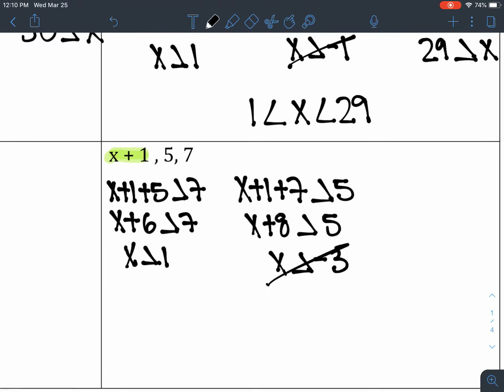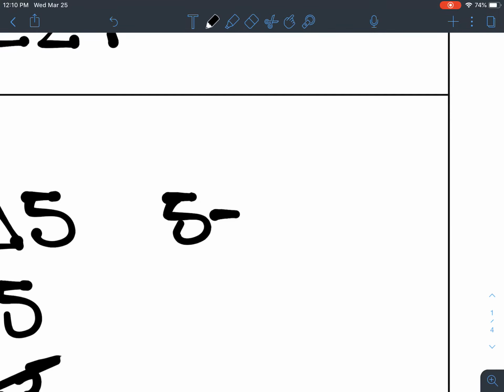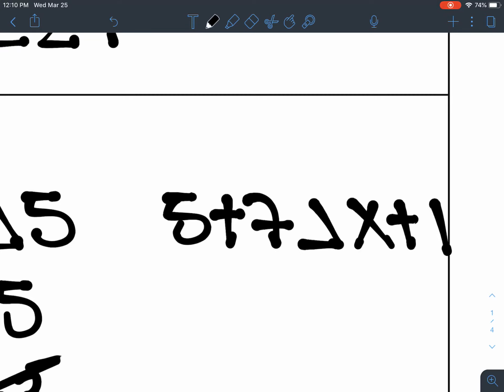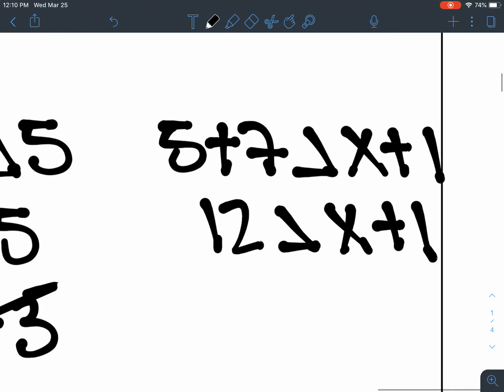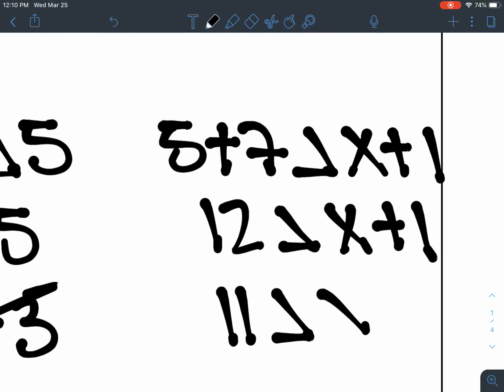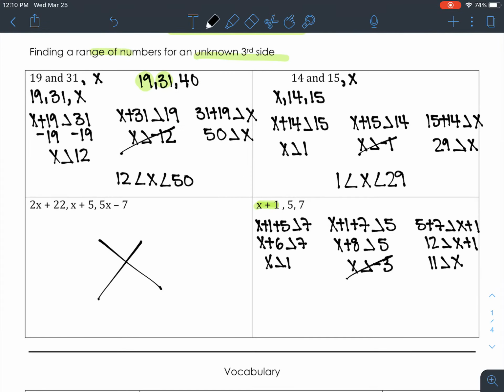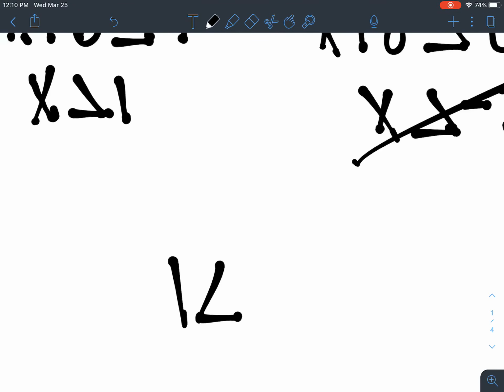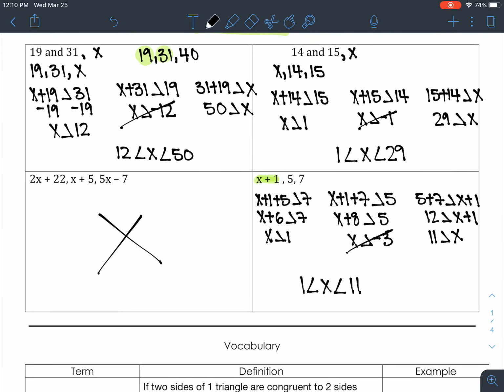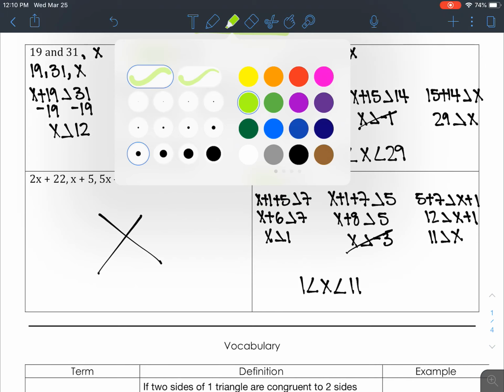Okay, now our last one is if we do 5 plus 7 has to be greater than x plus 1. We get 12 is greater than x plus 1. If I subtract the 1 over, I'm going to get 11 is greater than x, which means that x has to be stuck in between 1 and 11. Okay? All right.